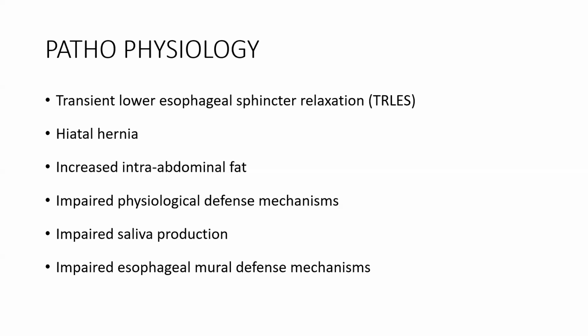An impaired physiological defense mechanism, this is dysregulation of esophageal peristalsis, could lead to ineffective clearance of acids from the lower esophagus. And with impaired saliva production, the process of neutralizing the acids refluxed into the esophagus decreases. And impaired epithelial defense mechanisms typically include defects in tight intercellular junctions, cellular and intercellular buffers, and cell membrane transport proteins.